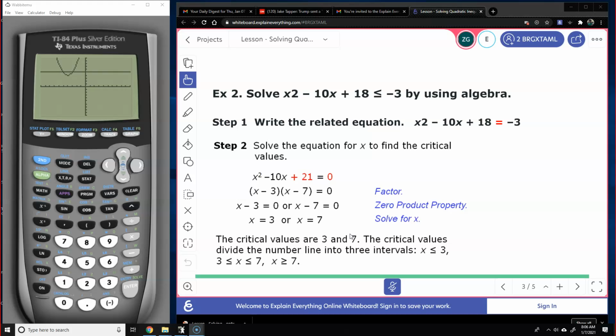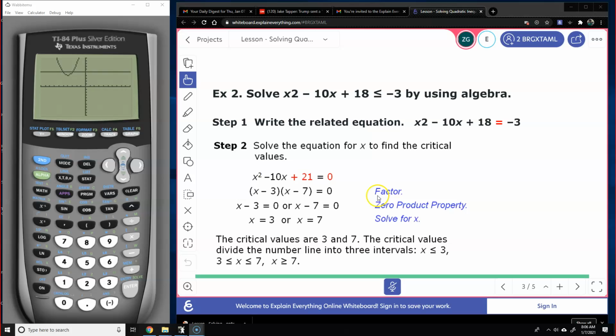For example 2, we have x squared minus 10x plus 18 is less than or equal to -3, and we're going to use algebra. So what you're going to do is write it as a quadratic equation, and then you're going to solve it. You notice the -3 cannot be on the right side. We have to add 3. So we have x squared minus 10x plus 21.